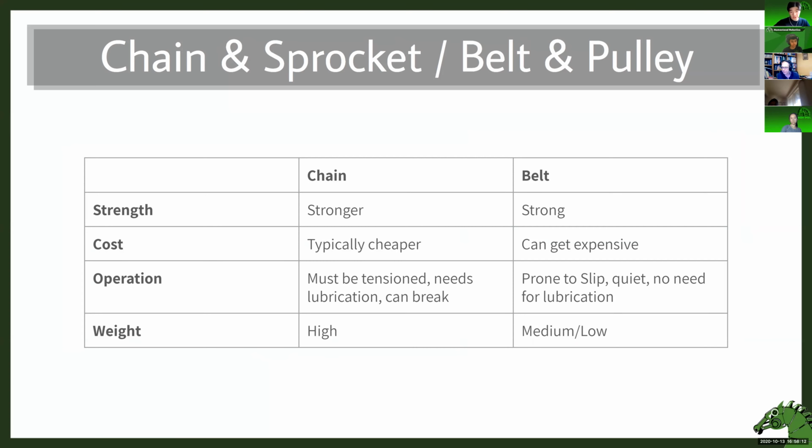Now for the actual operation, belts are a little more prone to slipping. You'll see that a little more often. They're quiet, they don't need lubrication, and they don't really need to be tensioned so long as you design them in correctly. Now chains, most of the time, do need to be tensioned because they can stretch, and they need lubrication. Typically you don't ever see belts break, but with chains, their catastrophic failure mode is they just pop at some point and break, because they're made up of a bunch of links. Chains are heavier and belts are on the lighter side.